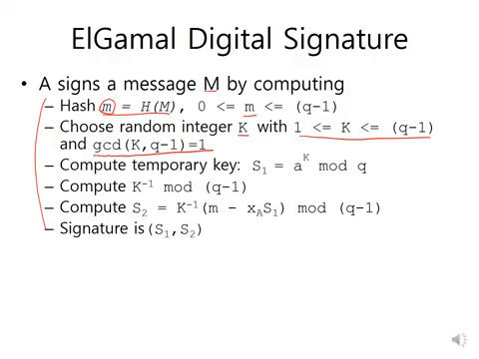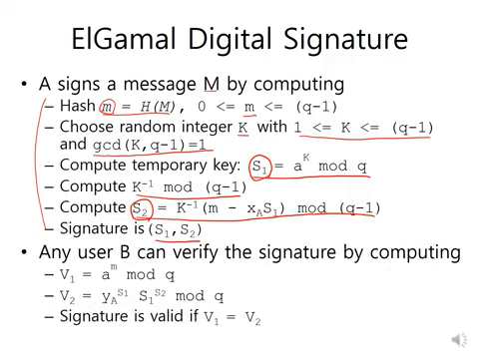And then it computes the temporary key S1, which is equal to A to the K mod Q. After that, the user A generates the inverse of K mod Q-1. Then it computes another value, S2, as K inverse times (M minus XA S1) mod Q-1. And then the signature is a pair of S1 and S2. So this S1 and S2 will be the pair of the signature. So this is signature generation by the ElGamal data signature algorithm.